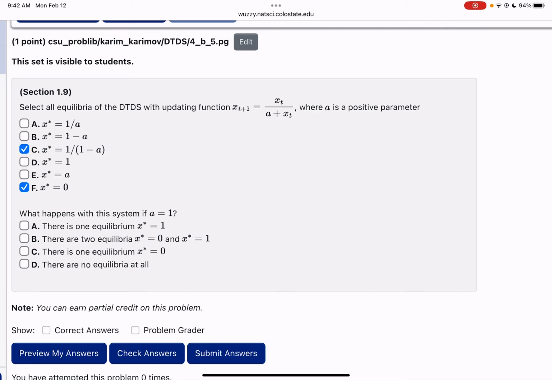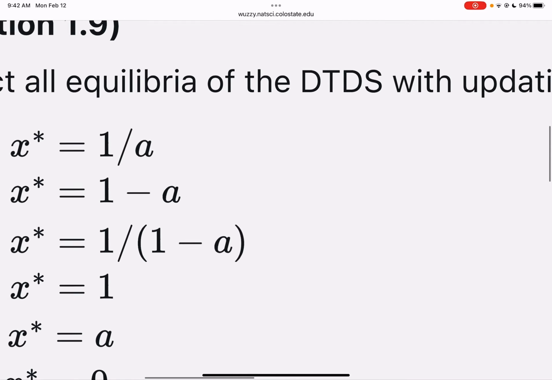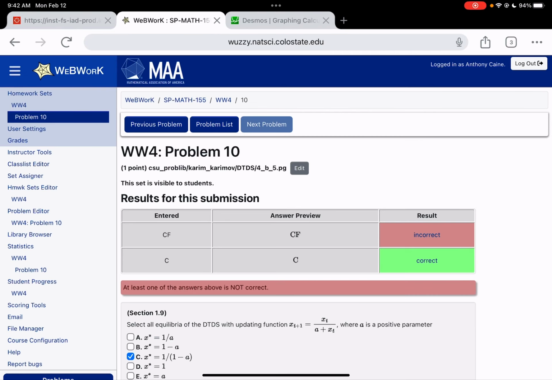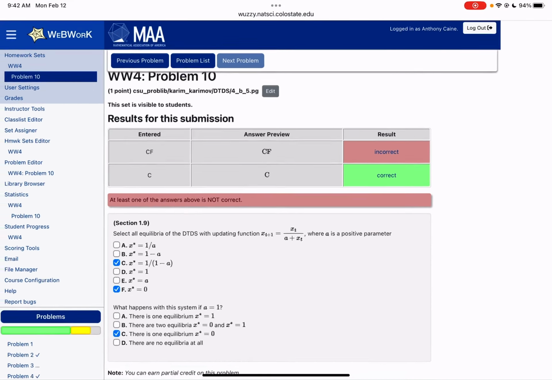What happens with this system if a is equal to 1? Well, let's see. Look, if you plug in 1, we have 1 divided by 0. Oh, shoot. 1 divided by 0? That doesn't seem very good. So my guess is that there's only one equilibrium. I'm just going to guess it and see if that's right. Why don't we like C and F?